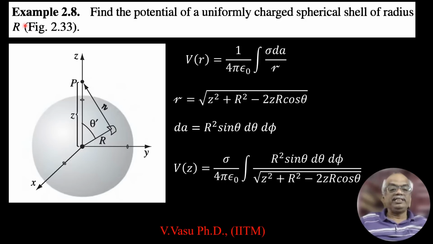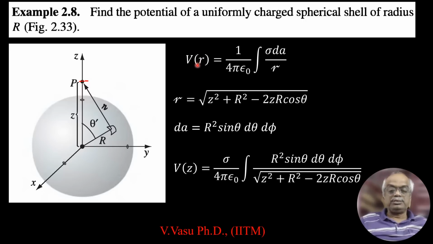Today we will see example 2.8 of Griffiths' fourth edition, Introduction to Electrodynamics. Example 2.8 is: find the potential of a uniformly charged spherical shell of radius R, as given in the figure. This is the x direction, y direction and z direction. We have to find the field at the point P, which is at a distance z from the origin.